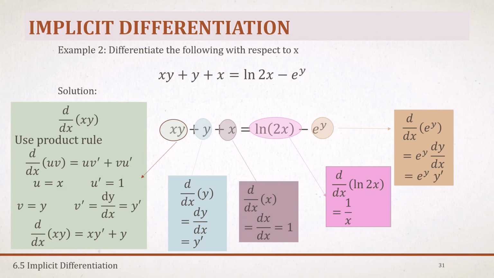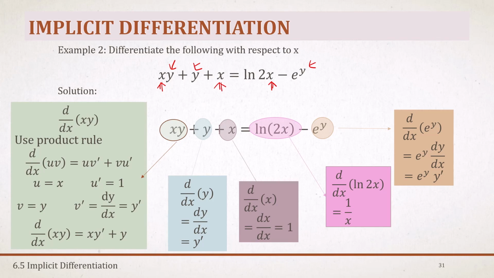If we want to differentiate xy plus y plus x, ln 2x minus e^y. Okay, now we need to identify where is our y, and y, and y. And then this one is my x, this is my x, and this is my x. Okay, now, if you notice, the first term xy has two different arrows pointing to that function.